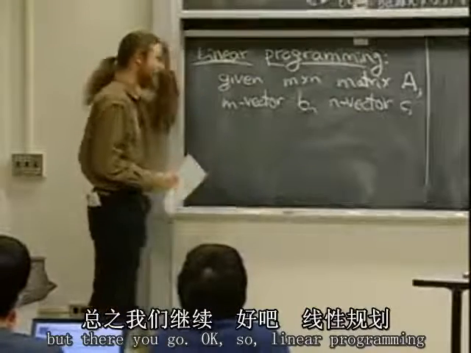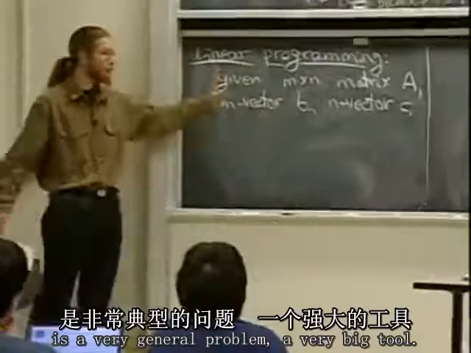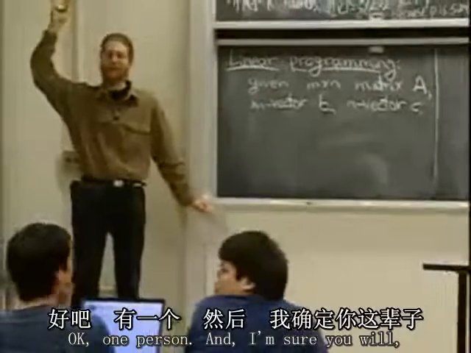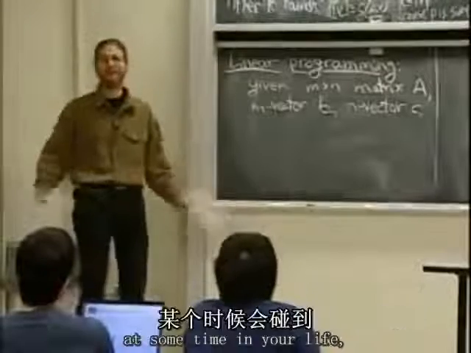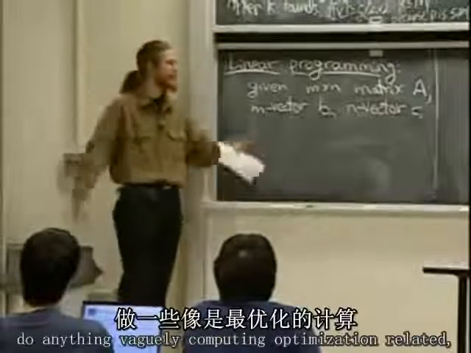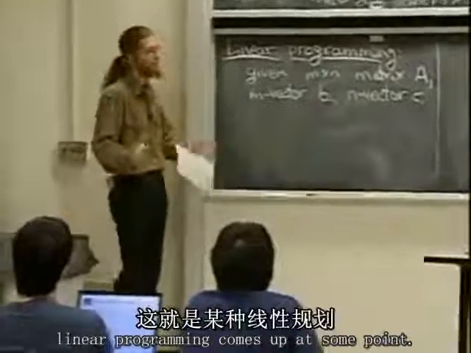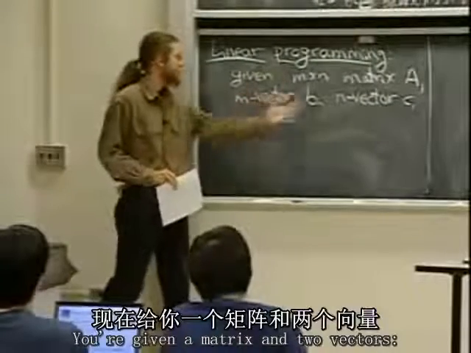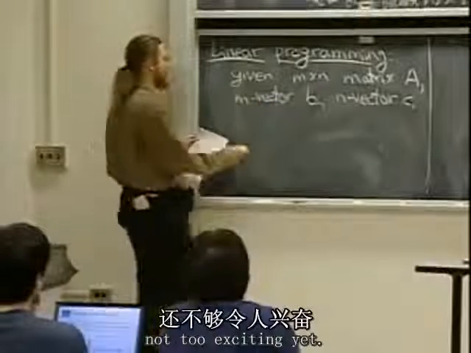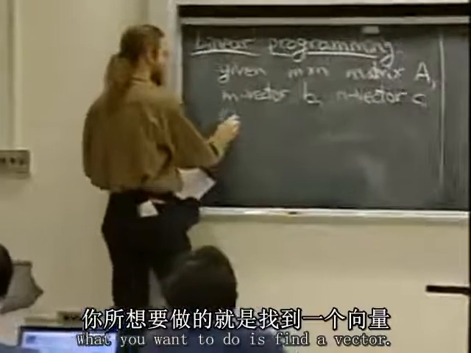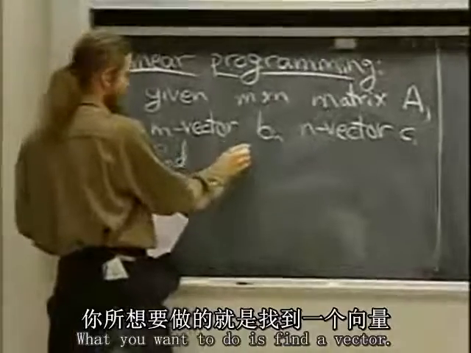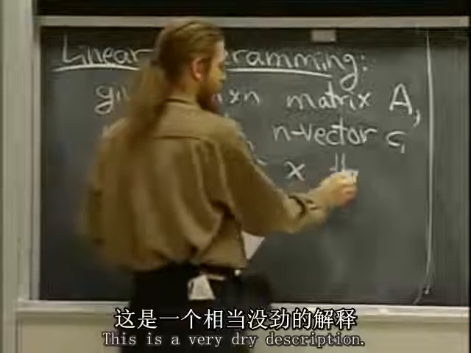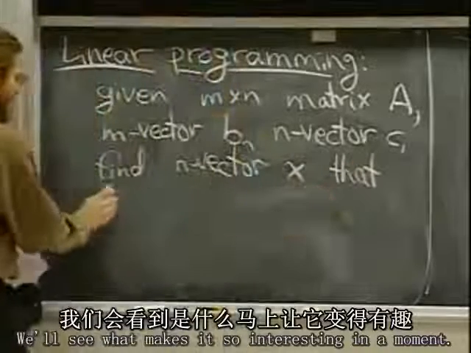Okay, so linear programming is a very general problem, a very big tool. Has anyone seen linear programming before? Okay, no one. Okay, and I'm sure you will at some time in your life. Do anything vaguely computing optimization related, and linear programming comes up at some point. Very useful tool. You're given a matrix and two vectors. Okay, not too exciting yet. What you want to do is find a vector. Okay, this is a very dry description. We'll see what makes it so interesting in a moment.